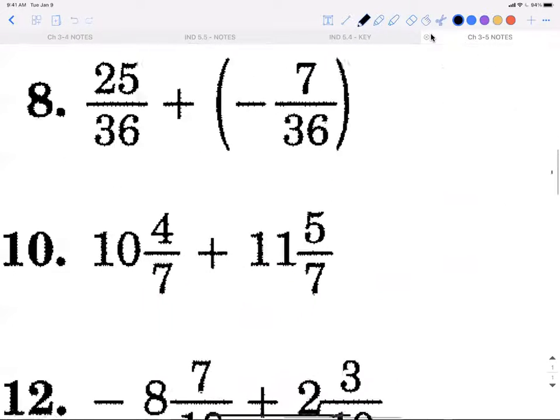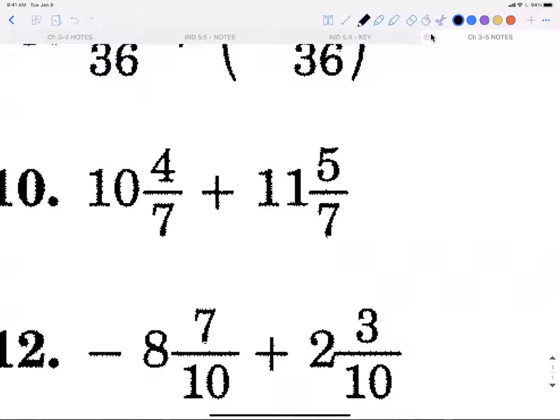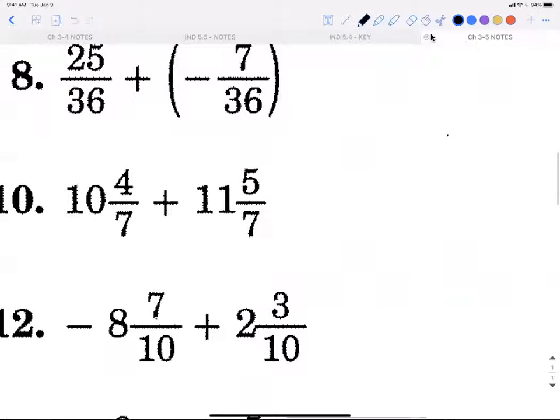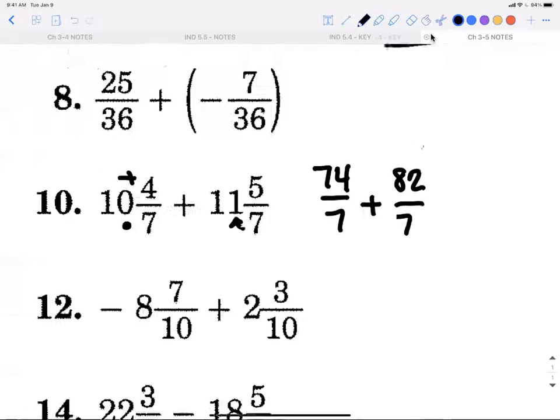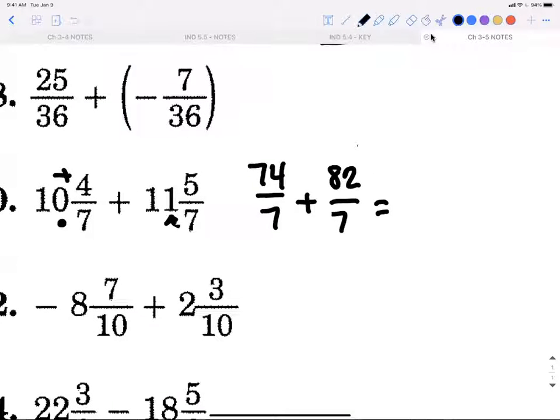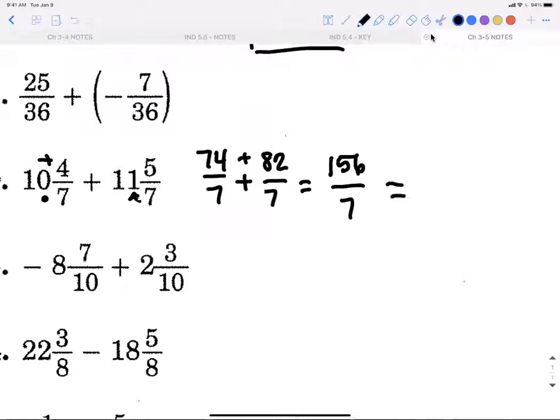All right. What if you start out mixed? Can we do anything with mixed? Cam? Got to turn it improper first. 7 times 10 is 70, plus 4 is 74. And we keep the denominator. Plus 7 times 11 is 77, plus 5 is 82. Is that right? Yeah. Over 7. We have like denominators, so we simply add across the top. 74 plus 82 is 156. Keep the denominator. And now the last step, everything was positive, so we're good there.